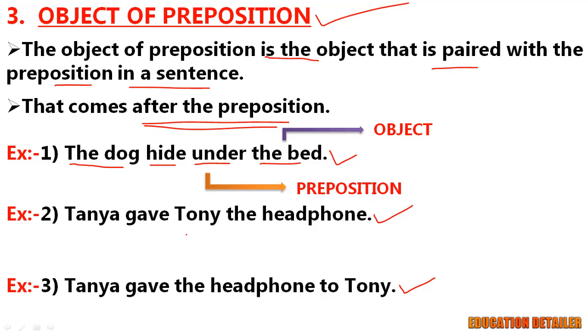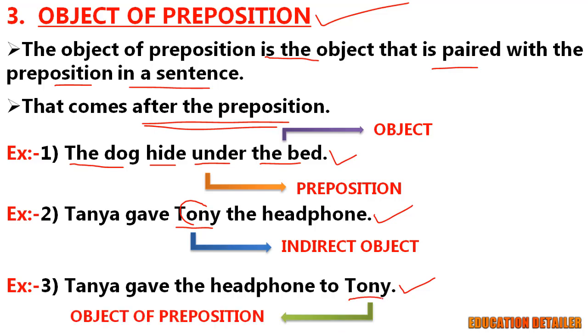But in the first example, Tony is the indirect object. Because, look carefully, is there any preposition before the object Tony? No. But look at the second example. Here, Tony is called object of preposition because it comes just after the preposition to. Also, remember, the indirect object usually comes just before the direct object, but the object of preposition doesn't.